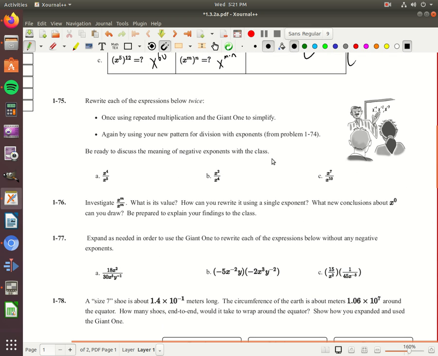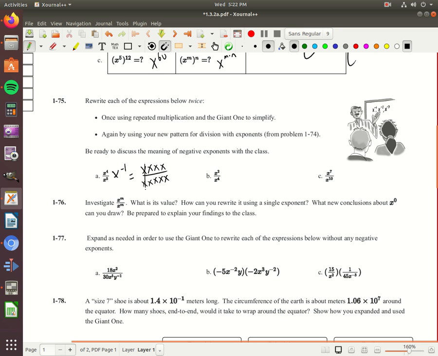Now it says rewrite each of the expressions below twice, once using repeated multiplication and once using the giant 1 to simplify. So how about this? We know that this will equal 4 minus 5, x to the negative 1 is equal to 1, 2, 3, 4 over 1, 2, 3, 4, 5.